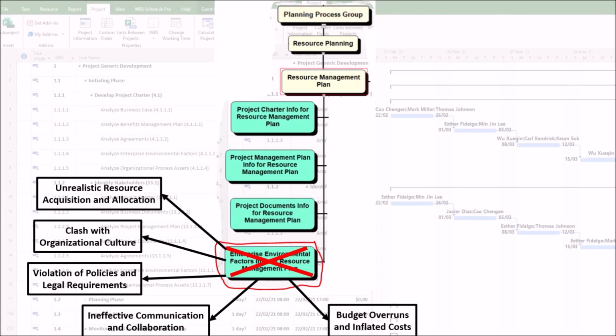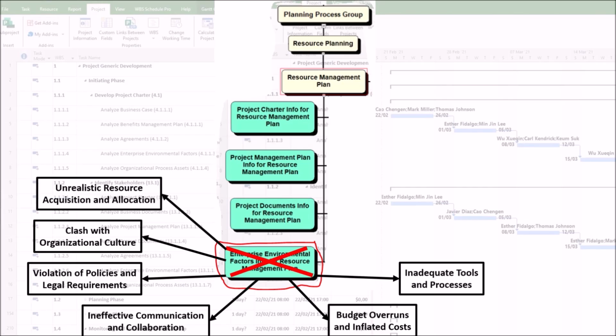5. Budget overruns and inflated costs. The harm is that the resource budget is completely inaccurate. For example, the budget determines a junior developer's time at $50 per hour. However, the analysis of the marketplace conditions, an enterprise environmental factor, fails to detect that a recent tech boom has driven the market rate for that skill set to $80 per hour. The project is forced to either pay the higher rate, blowing the budget, or settle for a less qualified resource, increasing risk.